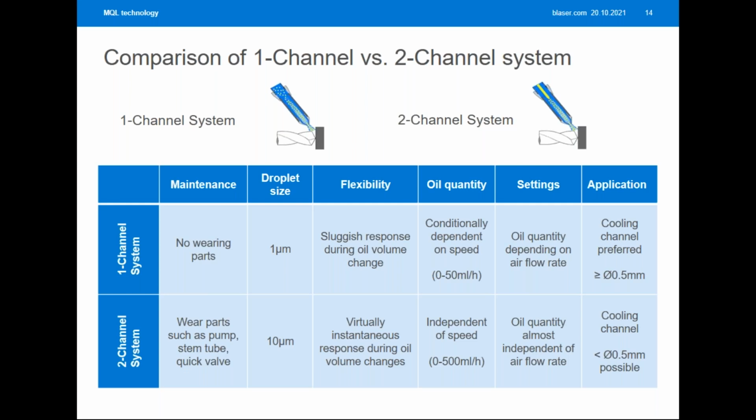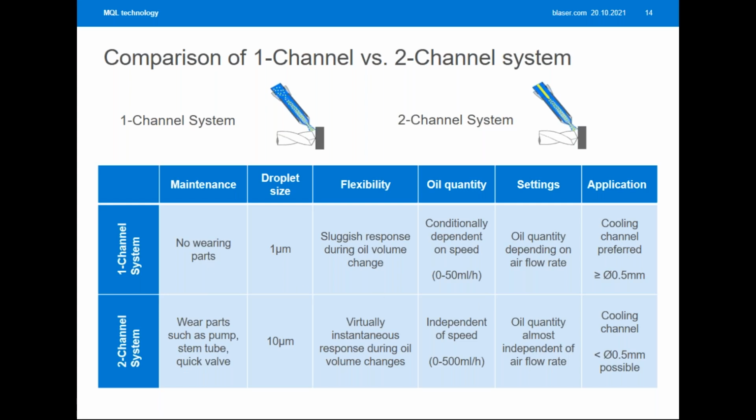One comment that I learned today from the Belomatic group at Eastech is that the two-channel system is a lot easier to measure through a calibration kit, the amount of oil that gets to the tool. And that's a big advantage also of the two-channel system.